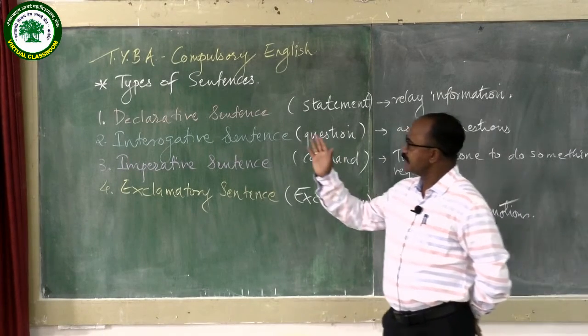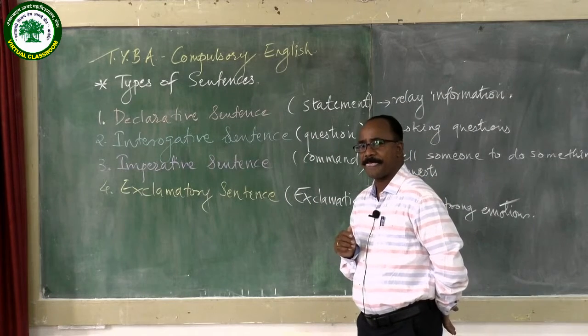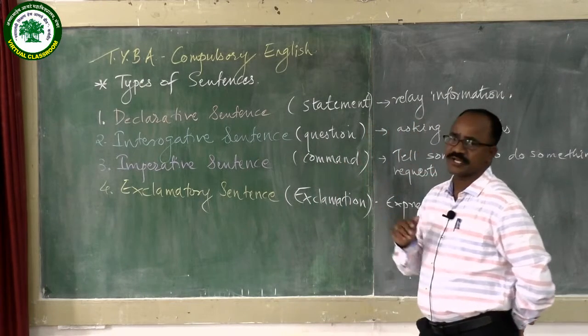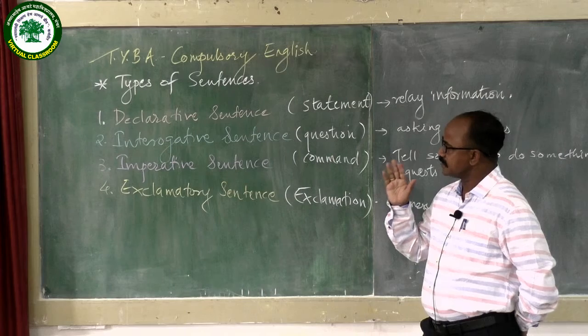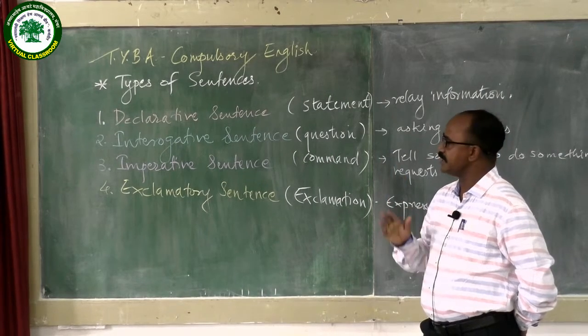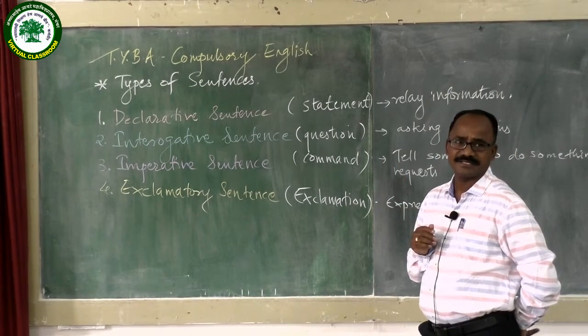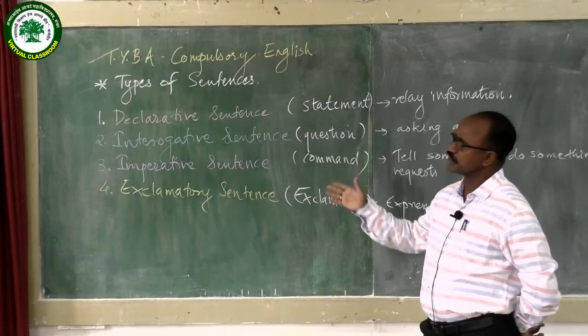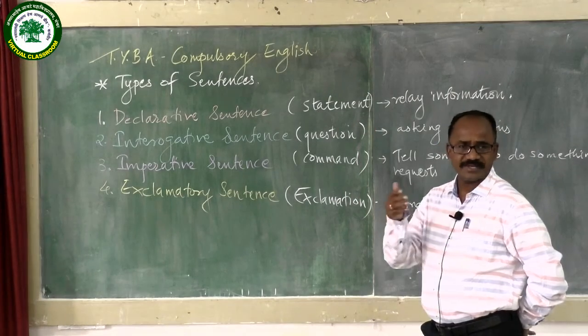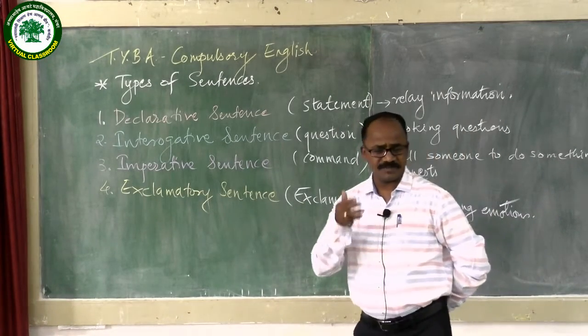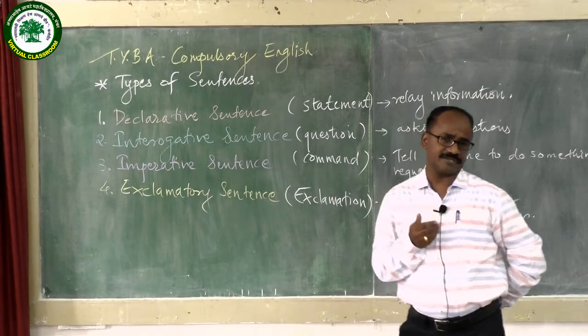Number 1, declarative sentence. Second one is interrogative sentence. Third one is imperative sentence. And the last one is exclamatory sentences. So we need to just classify as per their usages, as per their types in the use of language actually.